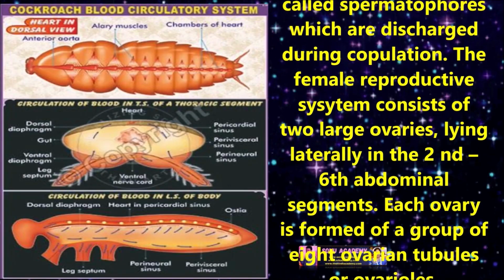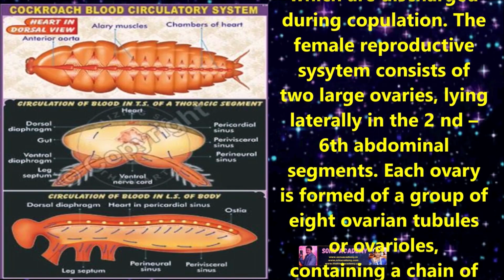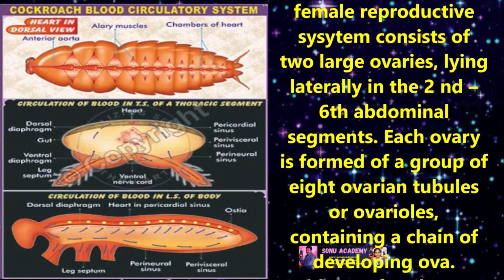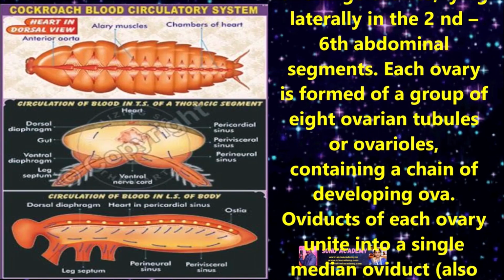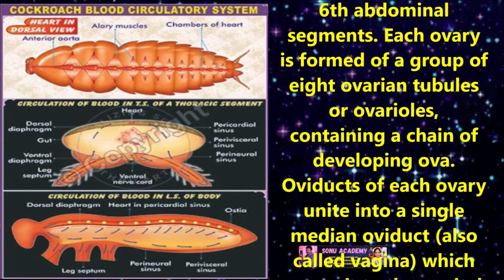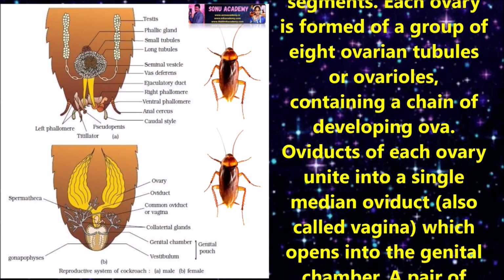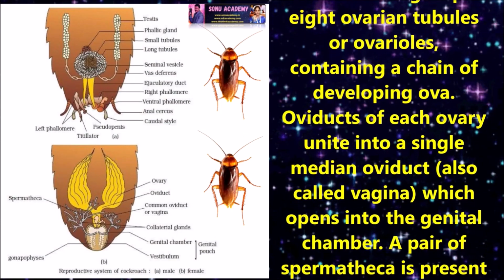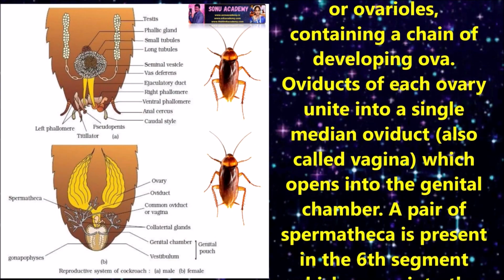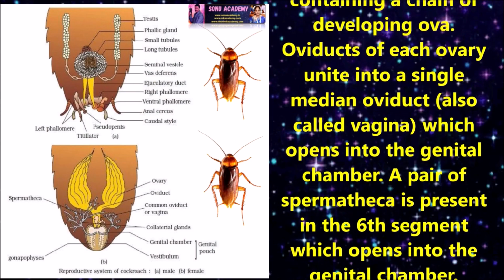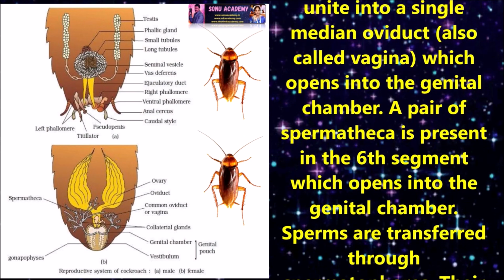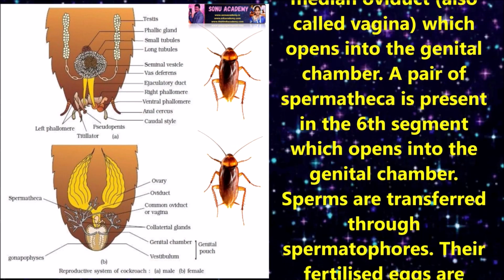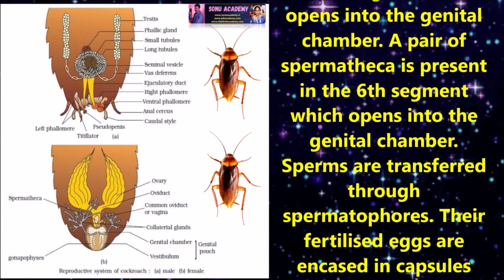The female reproductive system consists of two large ovaries lying laterally in the second and sixth abdominal segments. Each ovary is formed by a group of 8 ovarian tubules or ovarioles containing a chain of developing ova. Oviducts of each ovary unite into a single median oviduct, also called vagina, which opens into the genital chamber. A pair of spermathecae is present in the sixth segment, which opens into genital chamber. Sperms are transferred through spermatophores.